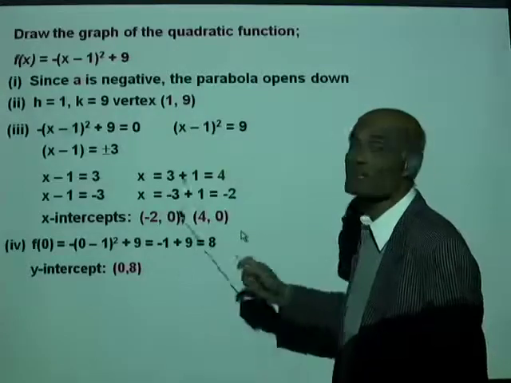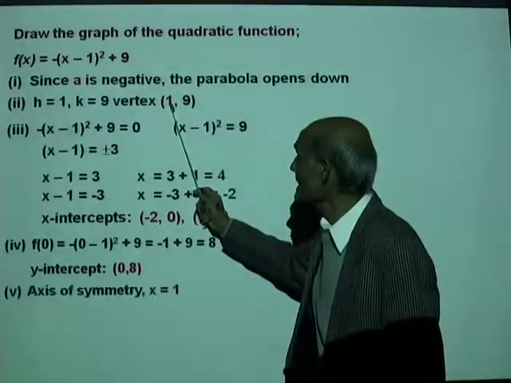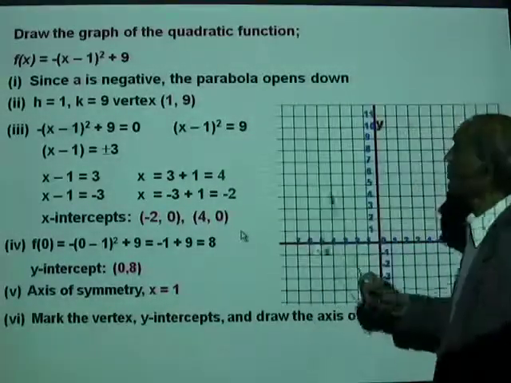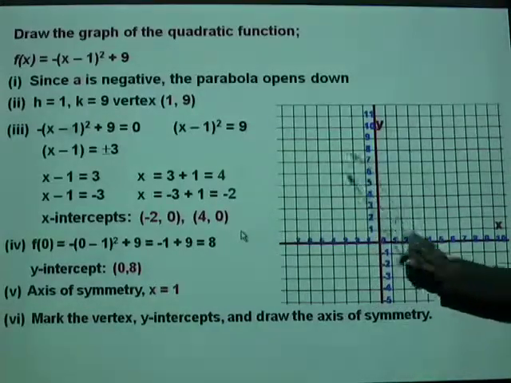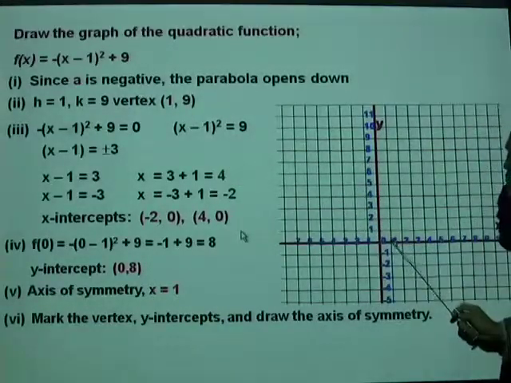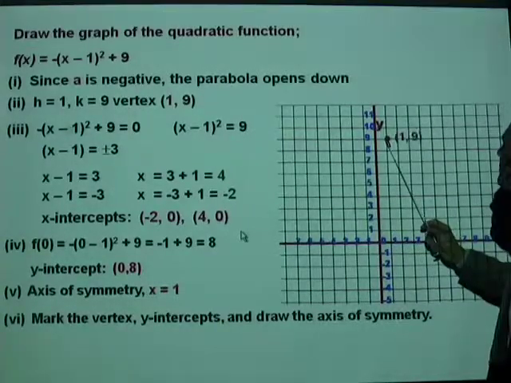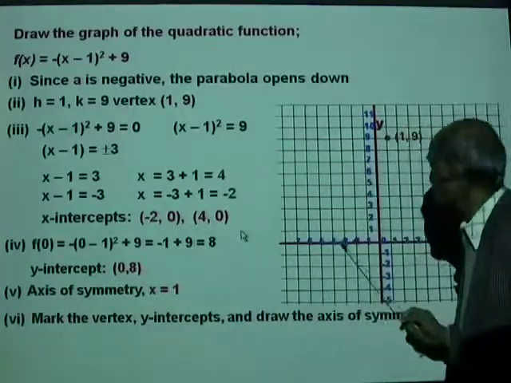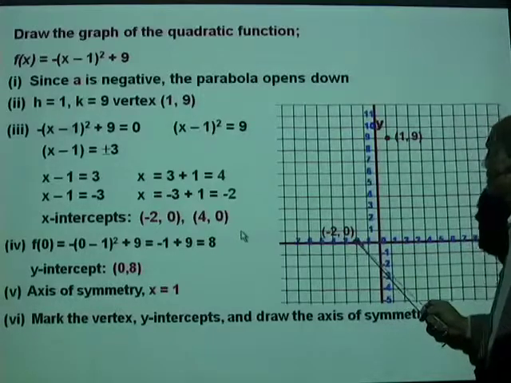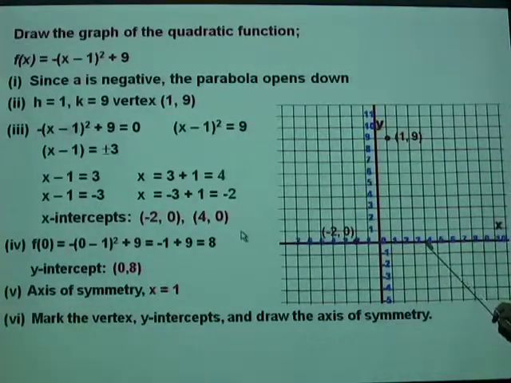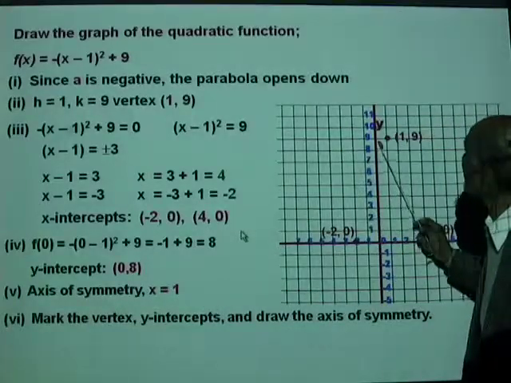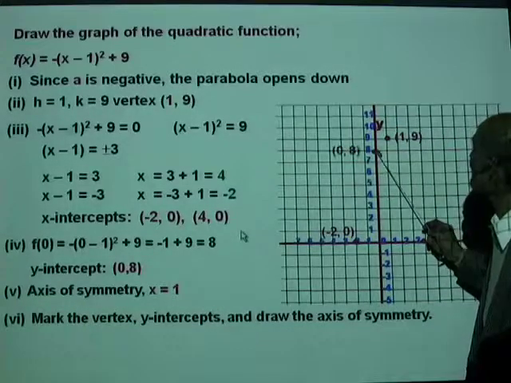What is the axis of symmetry? The axis of symmetry is the vertical line x = 1. And now let's mark all these points. You have the vertex (1, 9), h = 1, k = 9. That is the vertex. There is an x-intercept at (-2, 0), that is one. There is another x-intercept at (4, 0). And where is the y-intercept? The y-intercept is (0, 8). Here is the y-intercept.